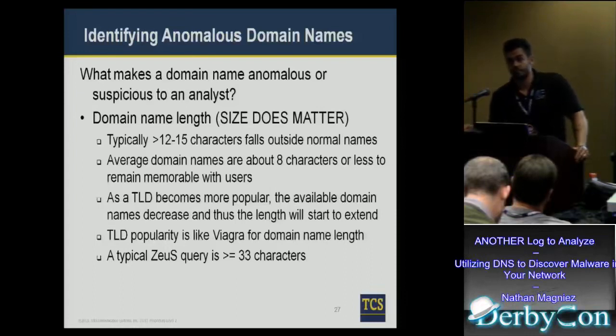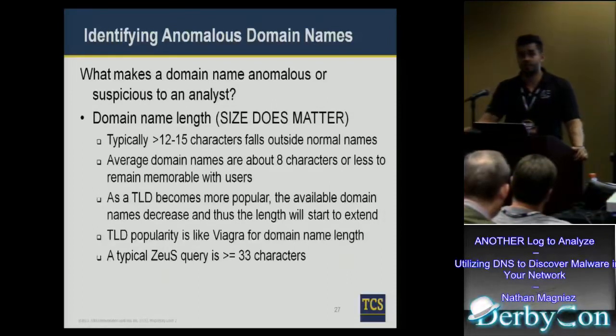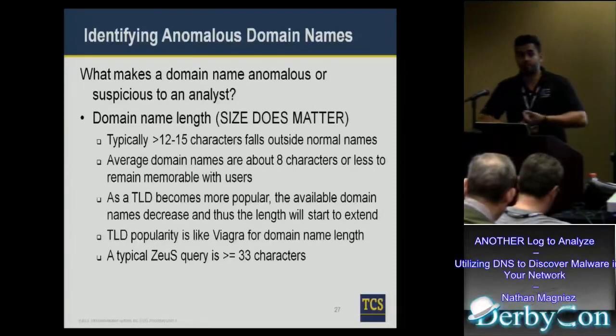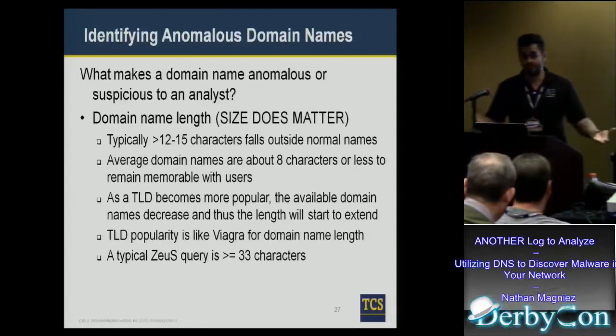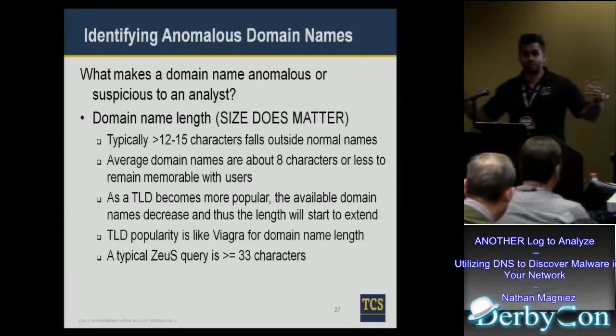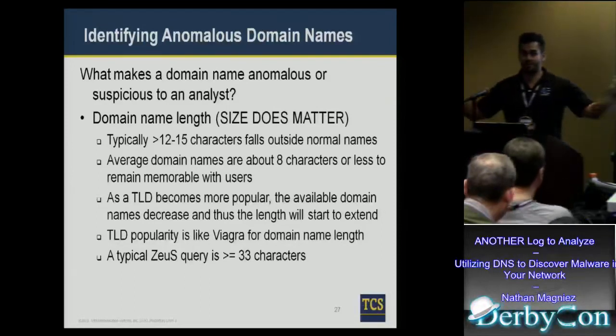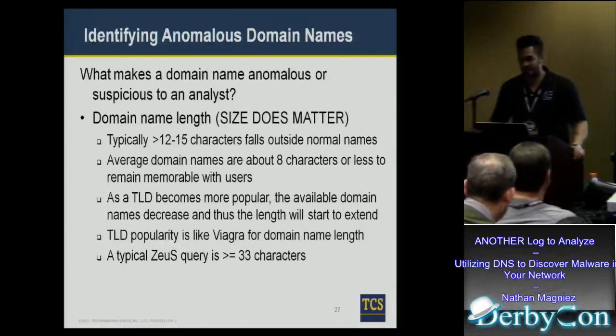Yeah. So that's where placing your sensors would be critical too. Make sure you have different packet captures going at different locations and maybe syncing as well. As a top level domain becomes more popular, the available domain names become less available. So you're going to see an increase in the .coms or the .eus. You're going to see some growth there. It's kind of like Viagra for domain name length, the popularity of TLDs.